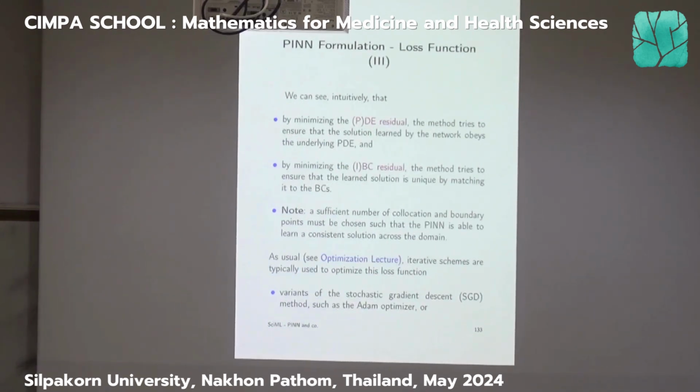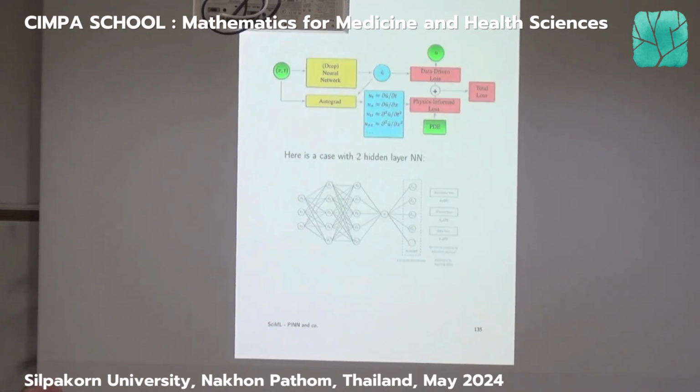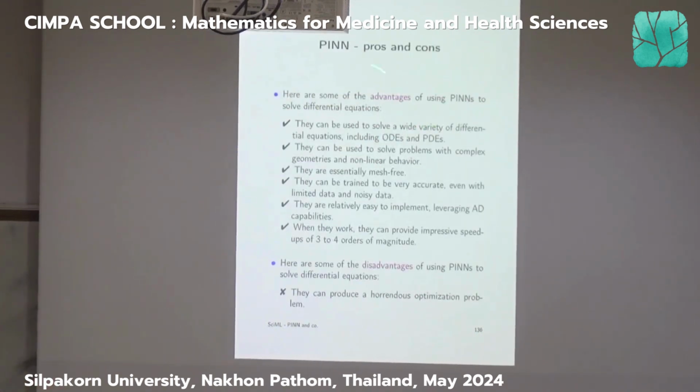As I said, we use stochastic gradient to do that, and then automatic differentiation. Okay, and this is the output. I'll show you one example. It has many advantages. You can solve any type of ODE, any type of PDE. It can have very complex geometry, very nonlinear behavior. Mesh-free, it can be trained, very accurate.